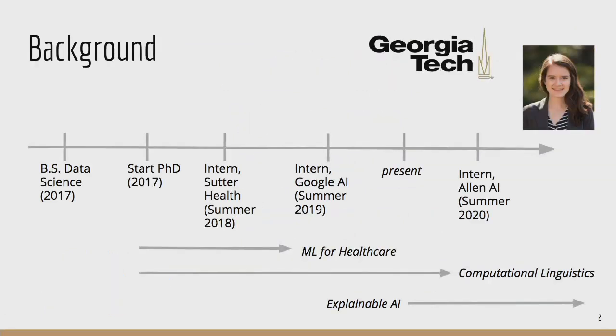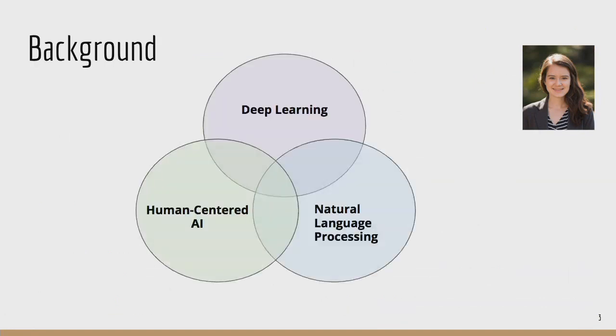As Emily mentioned, a brief bit of background about myself. I'm in the third year of my PhD, and I originally started out interested in clinical NLP, and then over time my interests have shifted a bit towards explainable AI, but still centered around NLP and deep learning applications. So I broadly characterize my research as fitting at the intersection of this Venn diagram of deep learning, NLP, and then human-centered AI, which encapsulates interpretability and explainability as well.